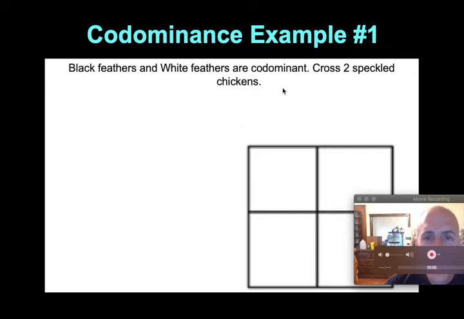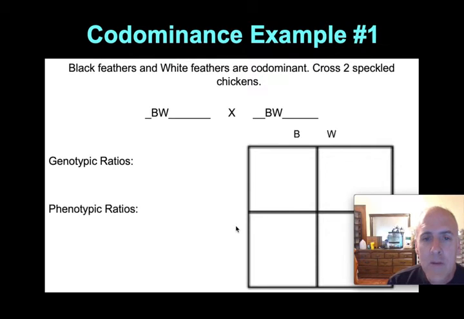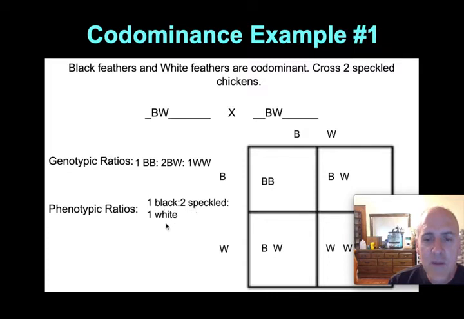So let's cross two speckled chickens. So B and W, see we're using different letters because you don't have a dominant or a recessive. We have black feathers and we have white feathers, so we use B and W. So we have BW, BW, because it's two speckled chickens. We get one black chicken, a speckled chicken, another speckled chicken, and a white chicken. So our genotype ratios: we have one BB to two BW and one WW. Phenotype: we have one black, two speckled, and one white.